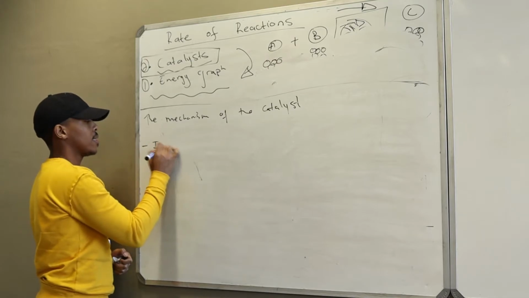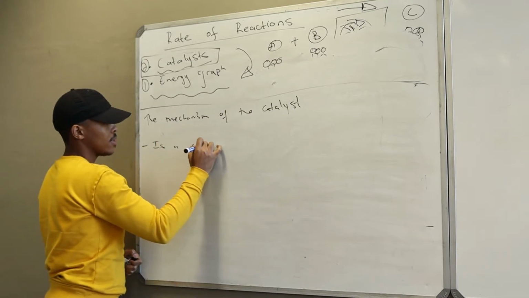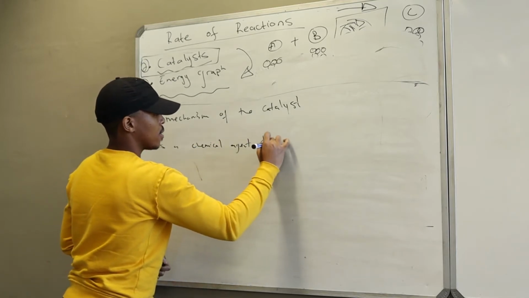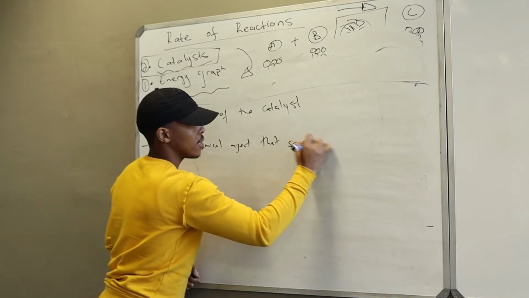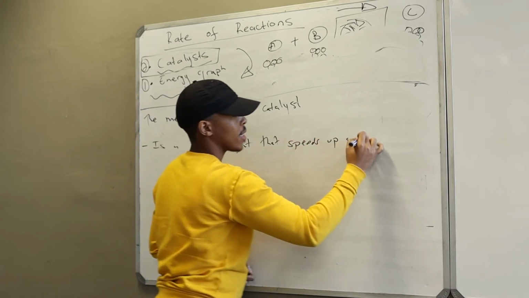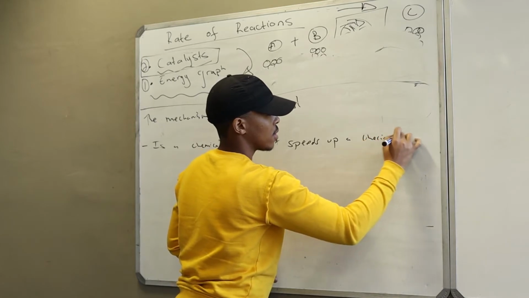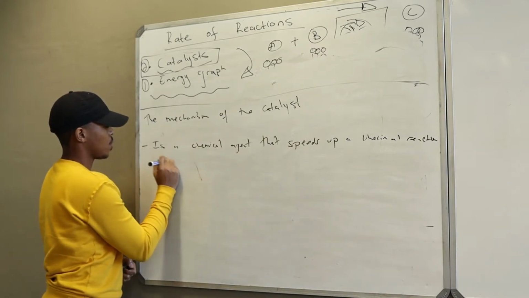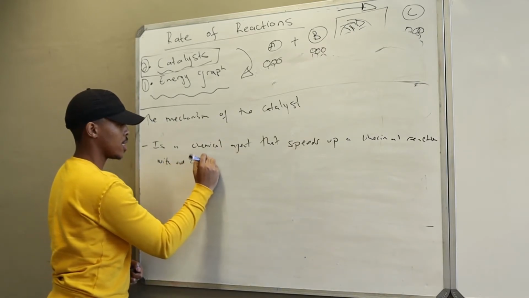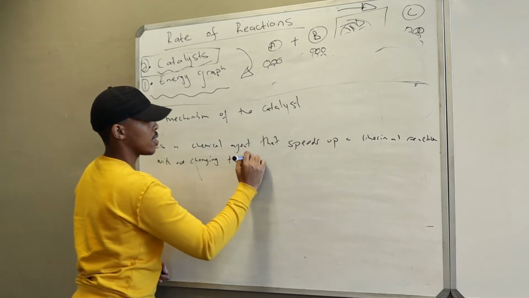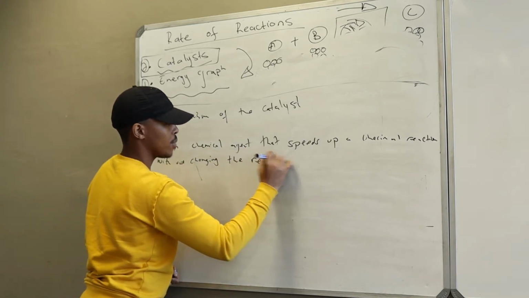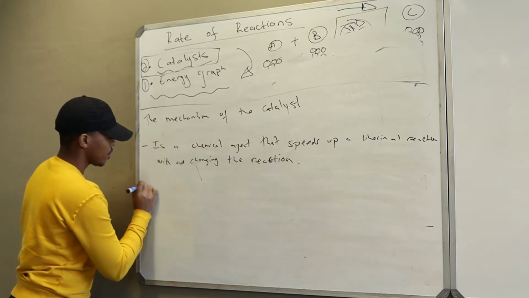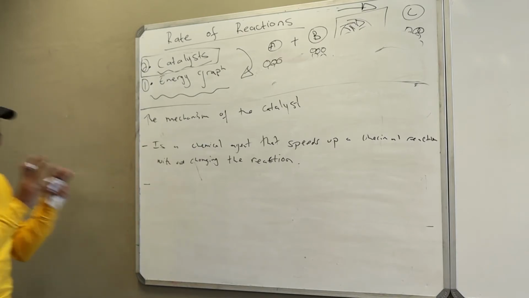A catalyst is a chemical agent that speeds up a chemical reaction, okay, without changing the reaction. I'm saying it out just in case you don't see my handwriting. It's not the best. Okay, so how does it do this?